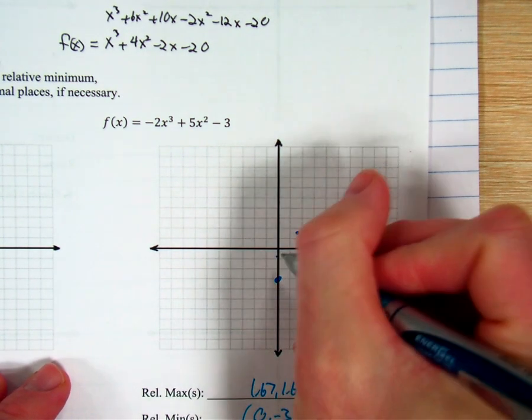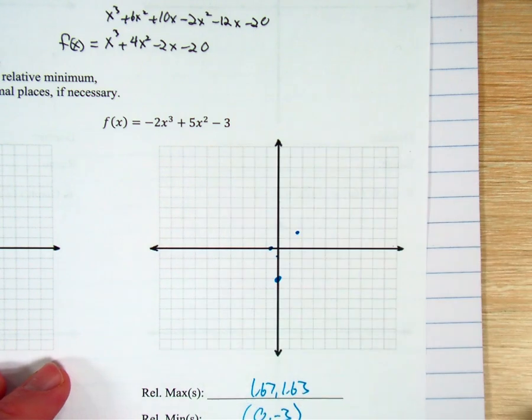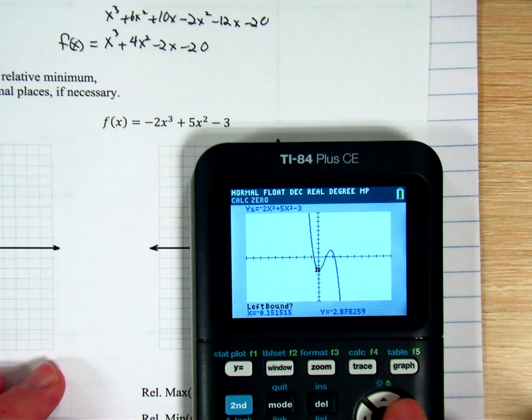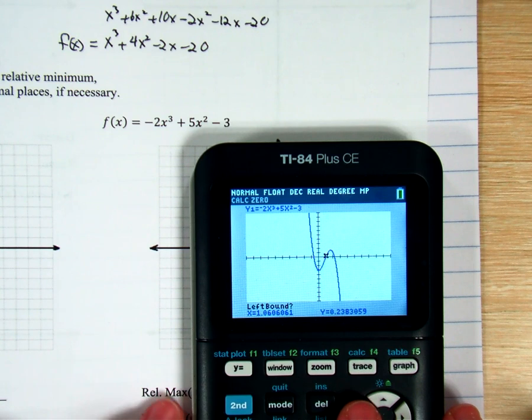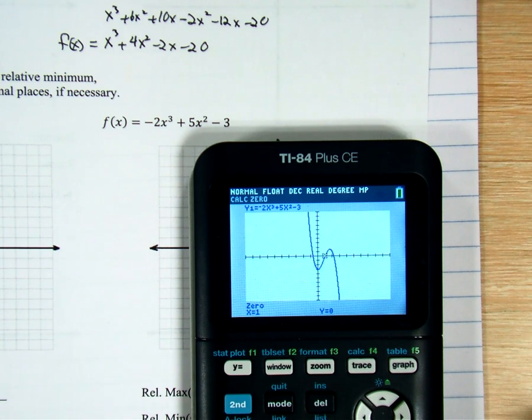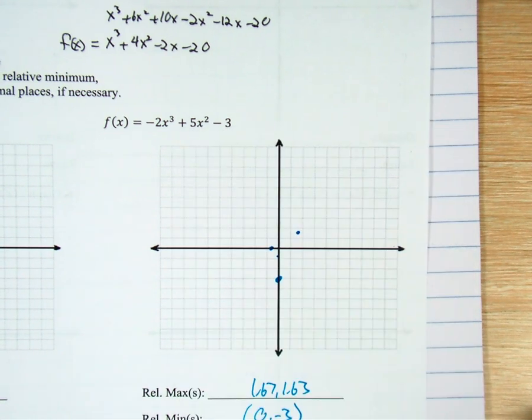Alright, there's one of them. Okay, we do it again. Second trace, 0. Okay, get as close as we can. Left bound is always first. Left, left, left. Enter. Back to the 0. Right, right, right. Enter. Back to the 0. A perfect 1, 0.